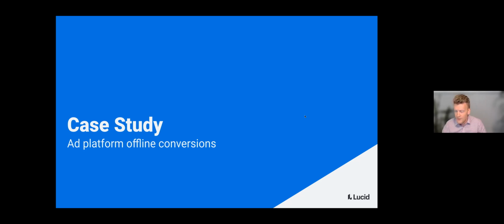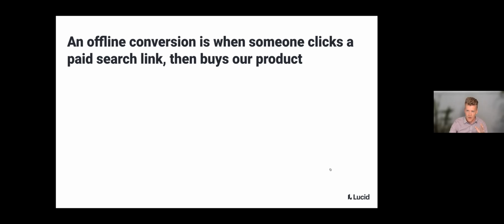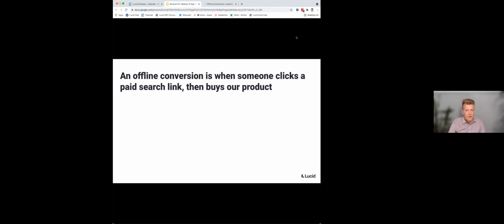Cool. So for this second example, let's talk about ad platform offline conversions. And this one is currently running right now. We've had it going for about, gosh, several months now. It's been a huge return to the business in terms of value and impact. But real quick for background on offline conversions, an offline conversion is when somebody clicks a paid search link and then buys our product.